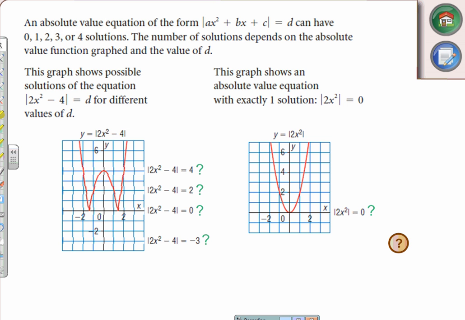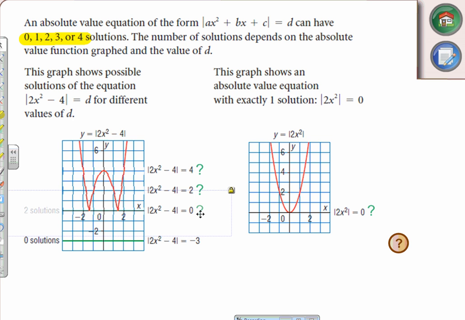Okay, so in an absolute value equation we can have anywhere between 0 and 4 solutions. Let's look at the different ways. Okay, looking at that first graph, like we had in that last example, if we have a line that's below it, there's going to be 0 solutions. If we have a line that just crosses here, that one's 2 solutions.